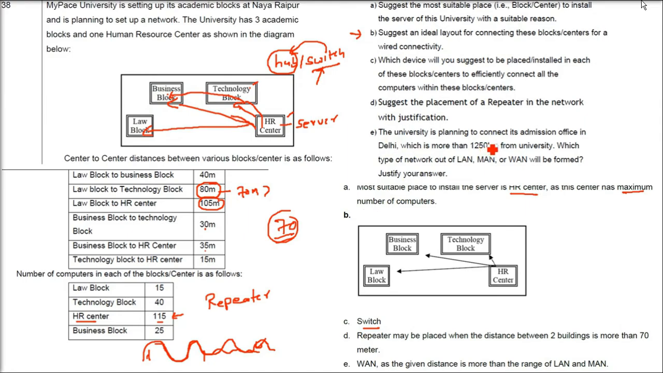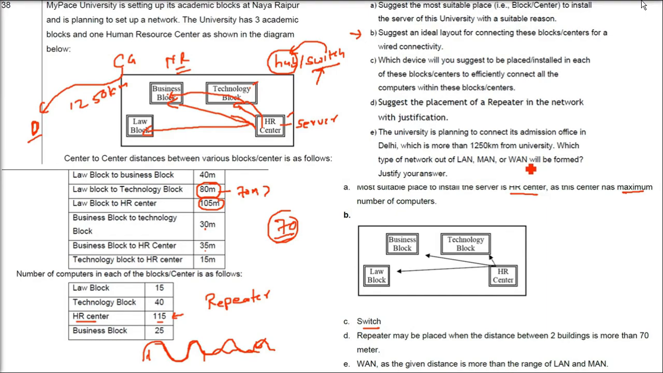The university is planning to connect its admission office in Delhi. Now this is Naya Raipur, which I presume is in Chhattisgarh, because near Raipur there is a Naya Raipur. Chhattisgarh to New Delhi is quite far, around 1250 kilometers is given. Which type of network out of LAN, WAN and MAN will be formed?